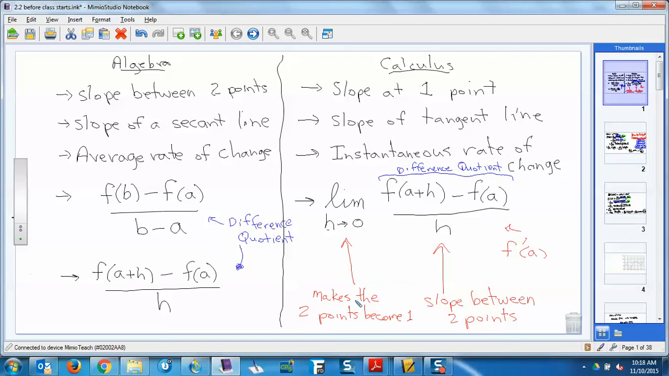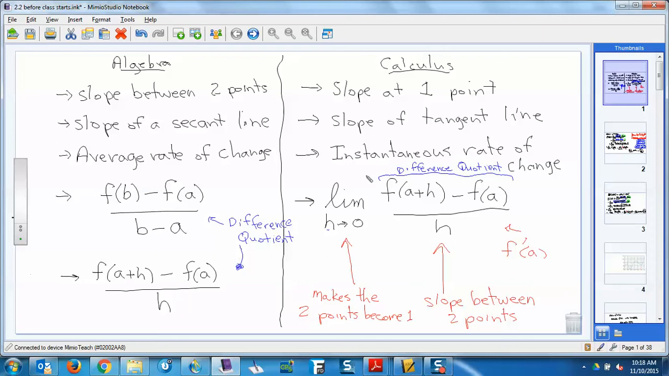So we talked about algebra versus calculus, average rate of change versus instantaneous rate of change. This is what we put in our notes yesterday. Slope between 2 points is average rate of change. We could write it like this. We could also write it like this, f of a plus h minus f of a. The 2 points here are a and b. The 2 points here are a and a plus h. We call that the difference quotient.